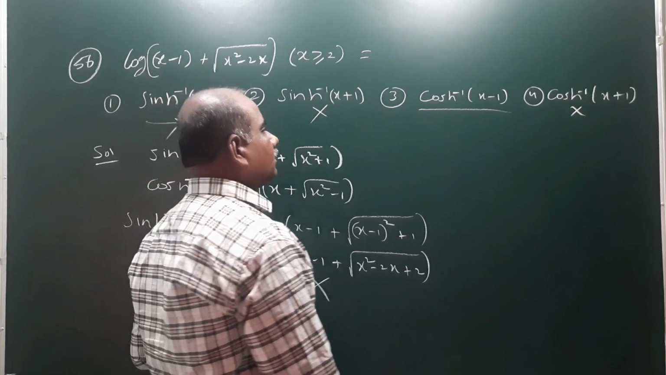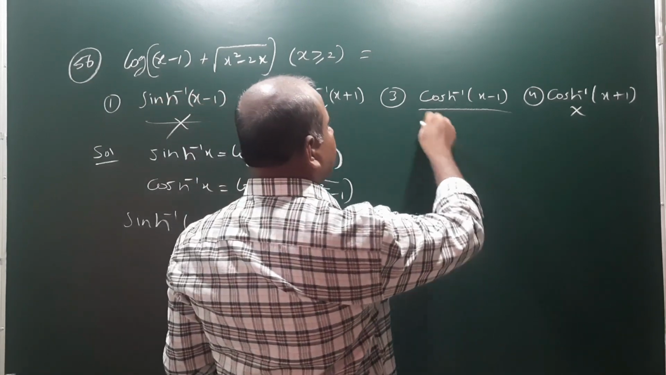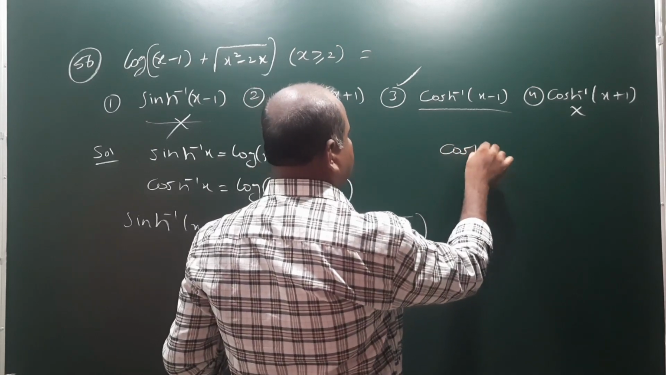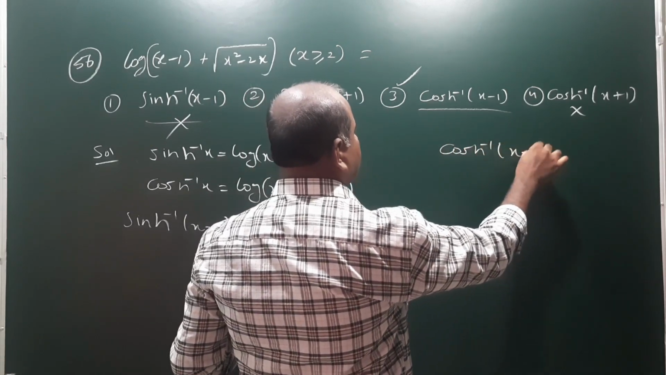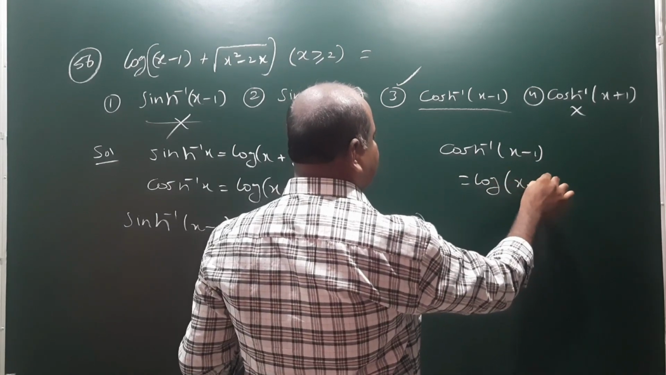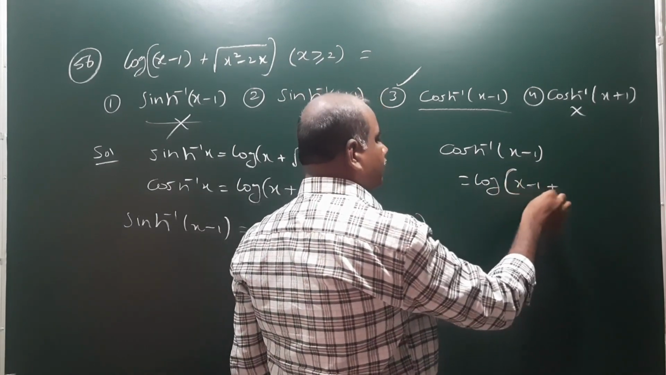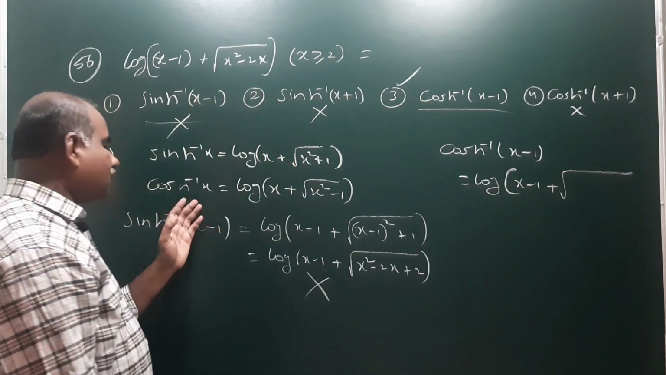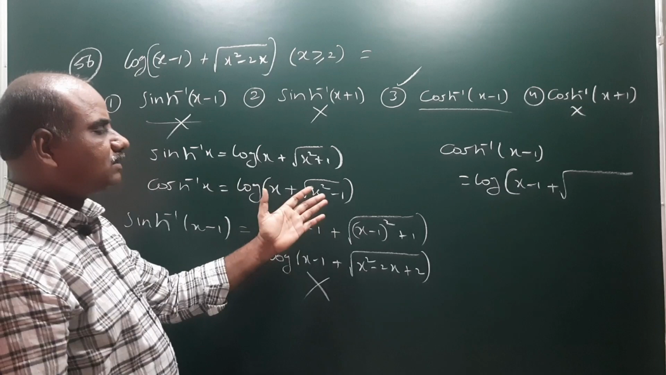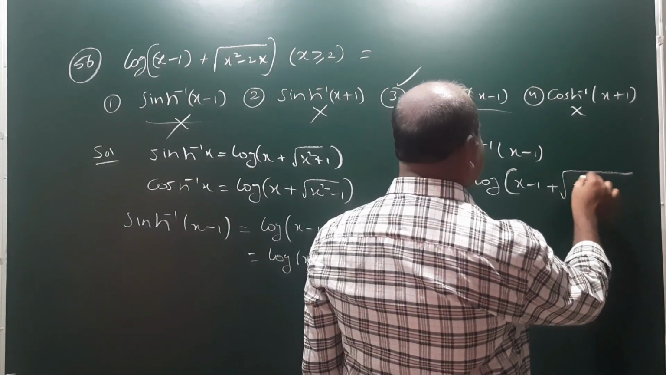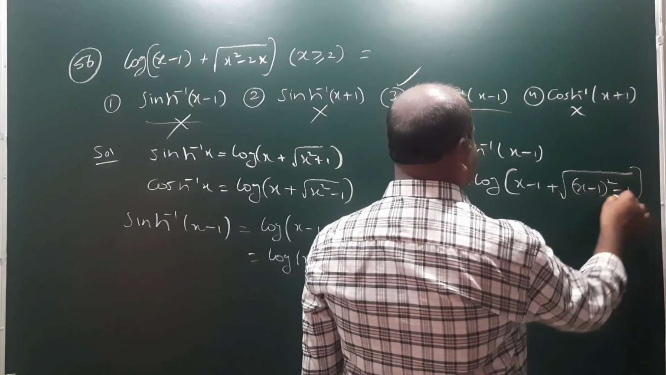So the remaining option is option 3. So cos h inverse x minus 1. Let us see that cos h inverse of x minus 1. The formula is log x plus root of x square minus 1, cos h inverse x formula. That means x minus 1 whole square minus 1.